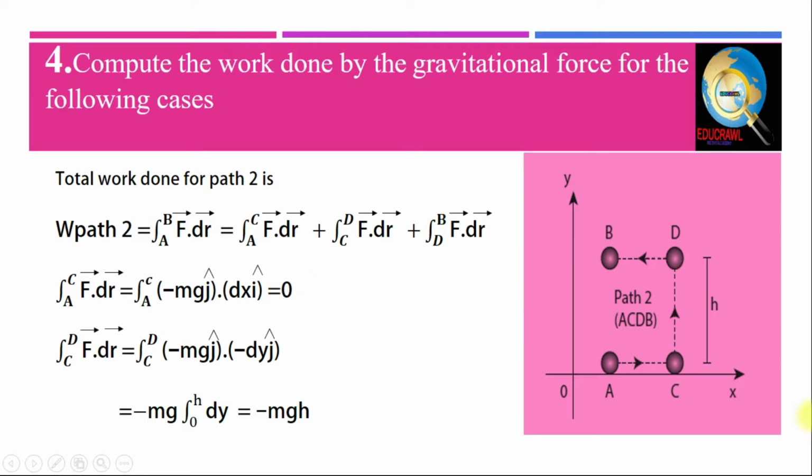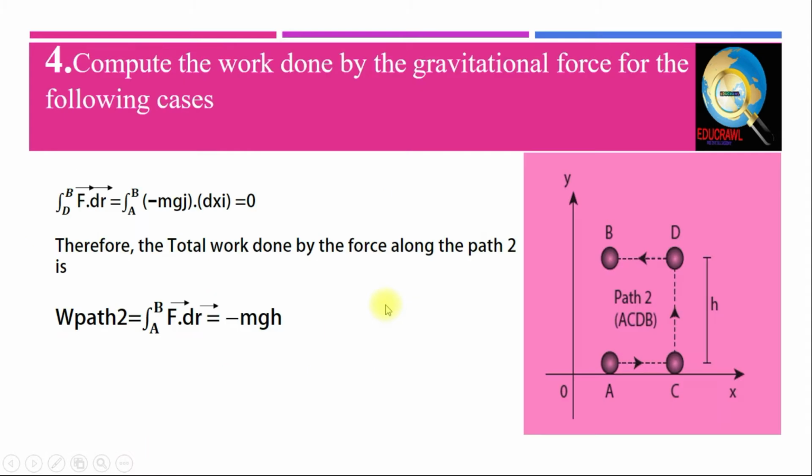Next we will find the work from C to D. C to D we have already found in path 1, the same only. So the integral C to D of minus mg j cap dot minus dy j cap will be mg times the integral of dy, so it will be mgh. Now the third one, from D to B. The displacement is along the x-axis and the force is along the y-axis. So it will be j cap dot i cap, which is again 0. So the total work done is minus mgh.